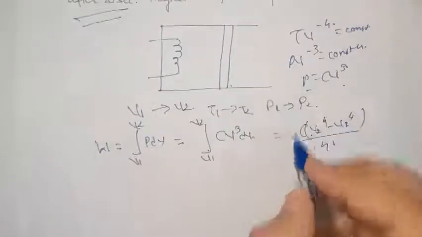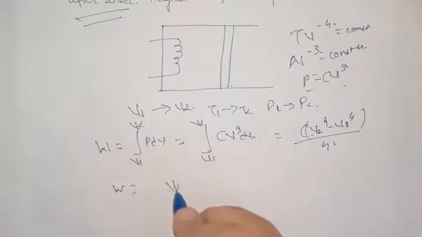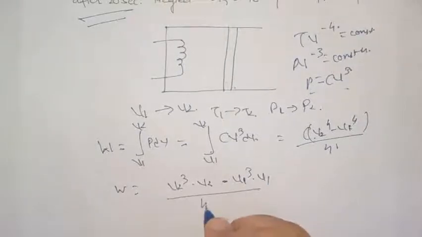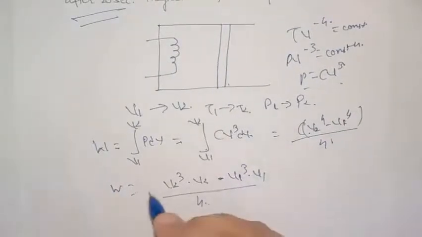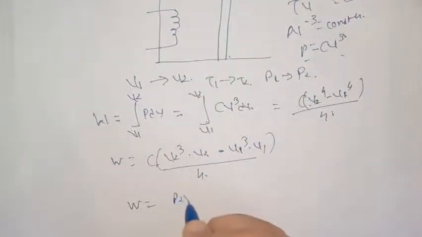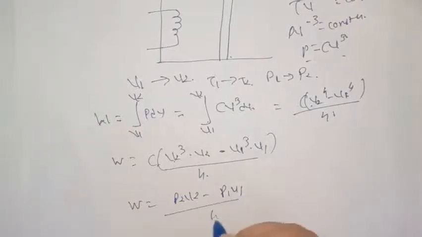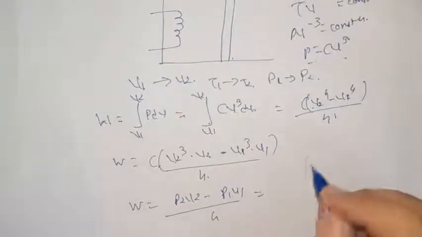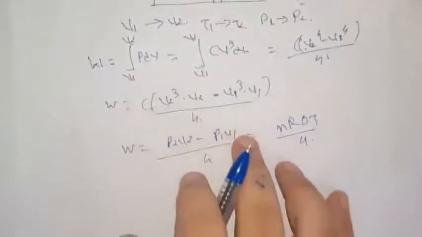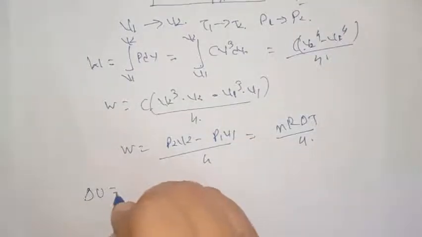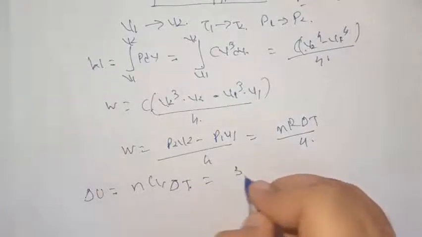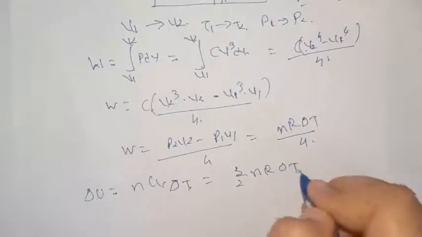But this V2 power 4 can be written as V2 cube into V2 minus V1 cube into V1, divided by 4. But CV2 cube is P2. So W will be P2 V2 minus P1 V1 divided by 4. But P2 V2 minus P1 V1 is equal to nR delta T, so W is nR delta T divided by 4. Now, the change in internal energy is nCv delta T, that is equal to 3 by 2 nR delta T.